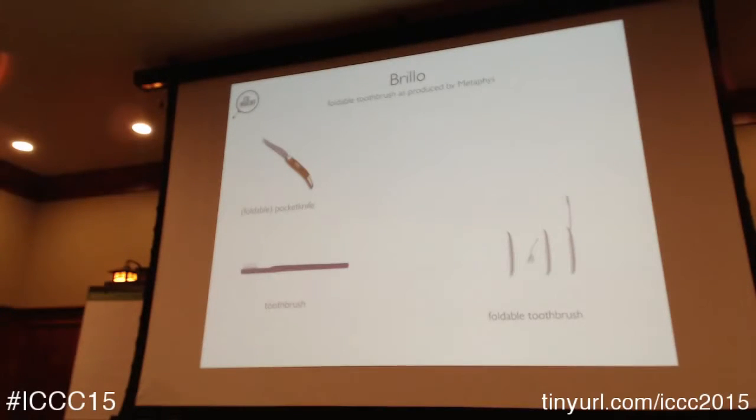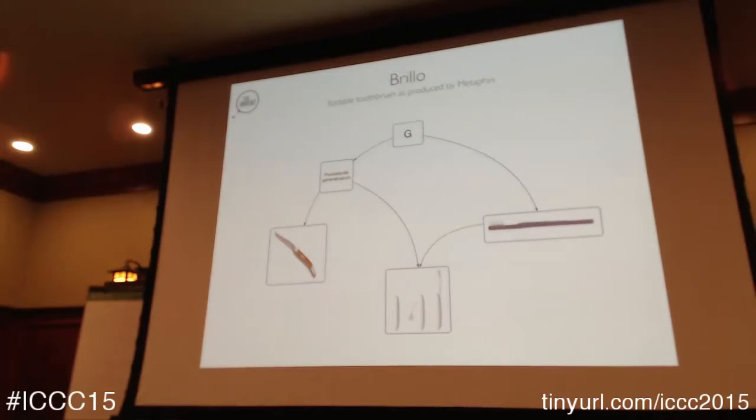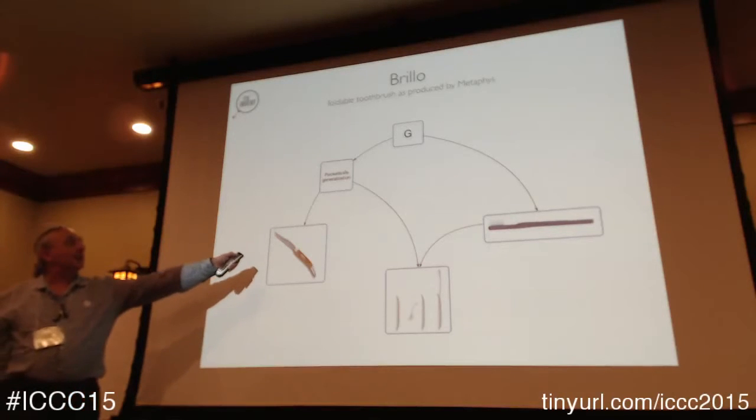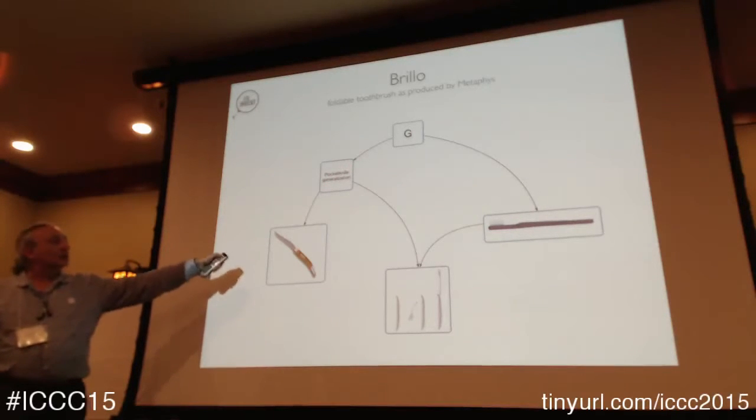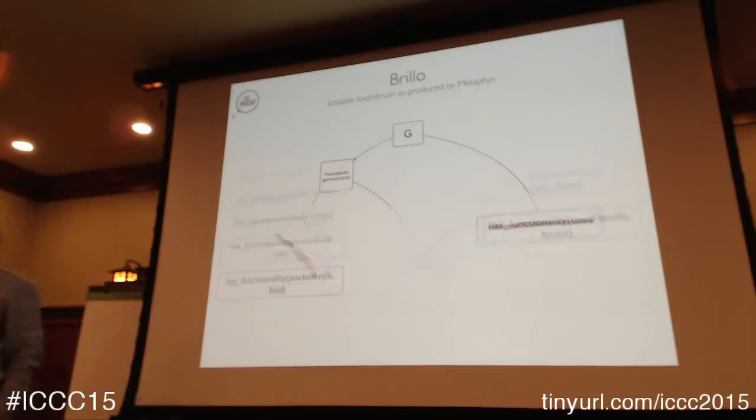And it's easy to see that the inputs are a pocket knife that can be folded, a toothbrush, and we want to obtain the blend there. So the general idea is to work like that. We will first build the generic space, then we will generalize the source, and then we will put together these two.